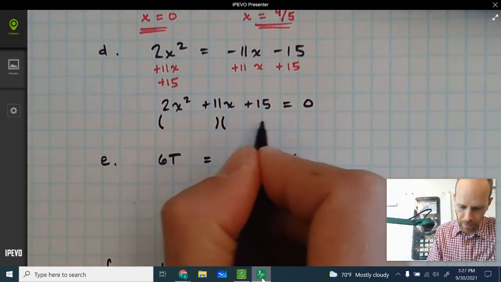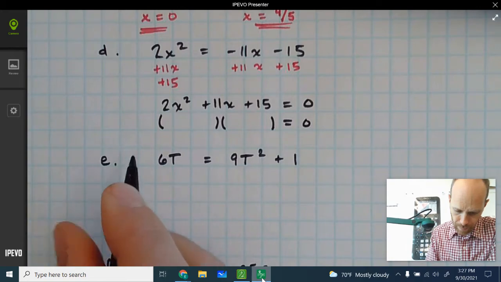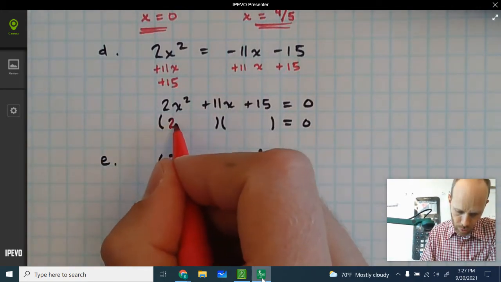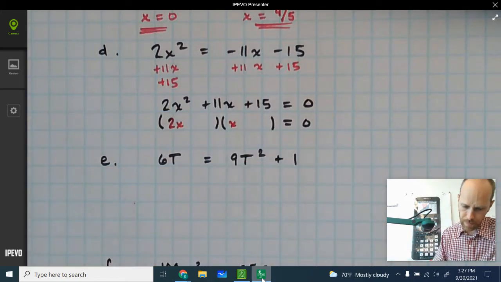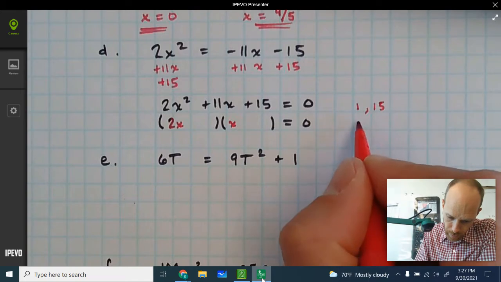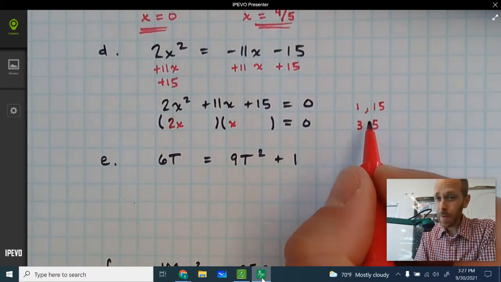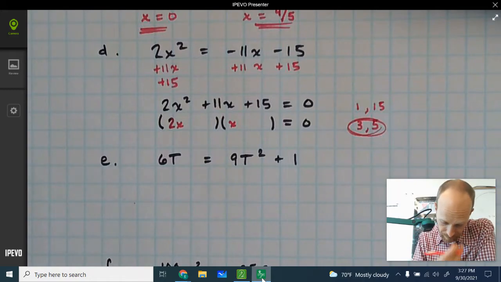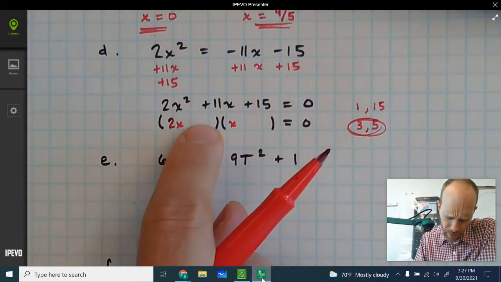Now it is factor time. 2x squared gives us a 2x and an x. The 15 could be a 1 and a 15, or it could be a 3 and a 5. I always play around with the two numbers that are closer to each other like this first. So like if I put a 5 here and a 3 here, does that work?